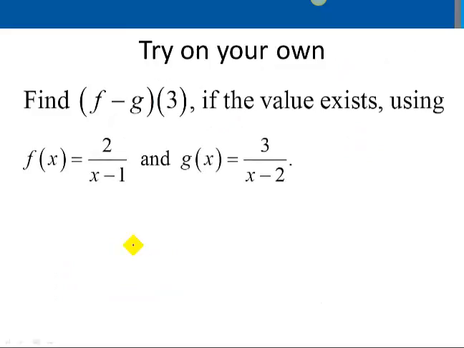Finally, here's a problem that you can try on your own. Find f minus g of 3 if the value exists, using f of x equals 2 over x minus 1 and g of x equals 3 over x minus 2.